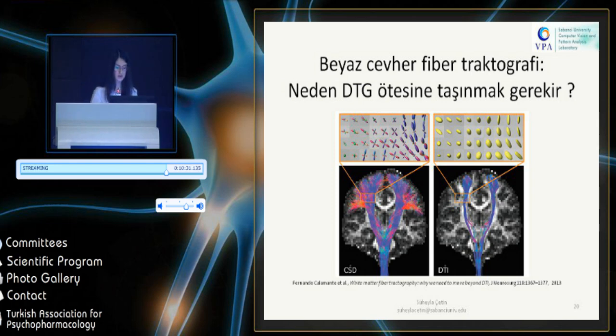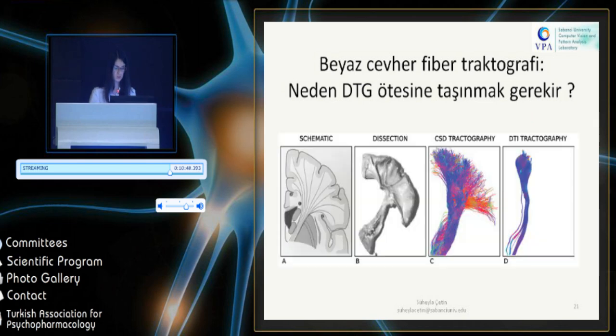This is another example. This is the brainstem. Tractography was performed on this area, and with the CST method, the corticospinal tract, you get the intersections as well, whereas on DTI you don't have that.